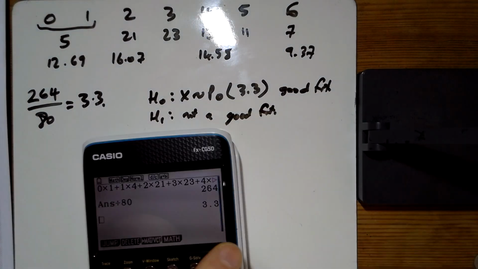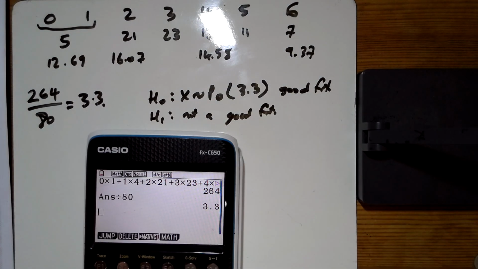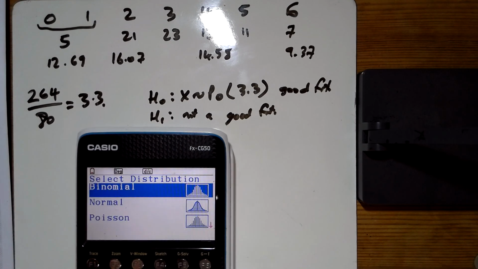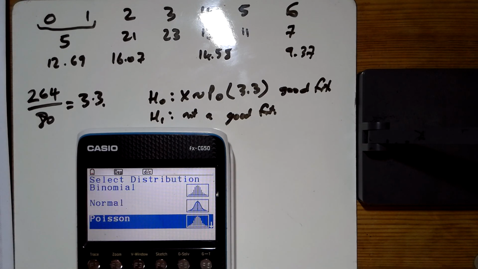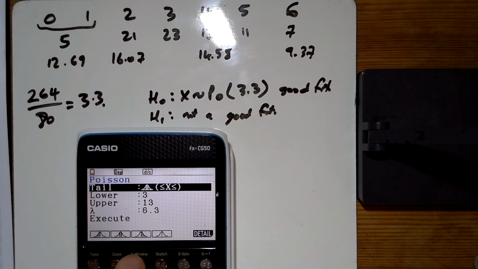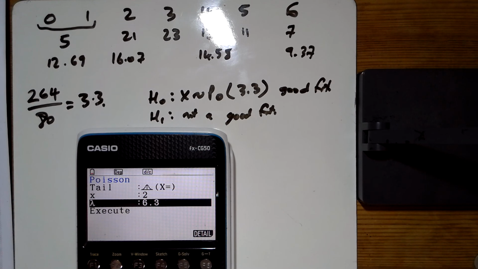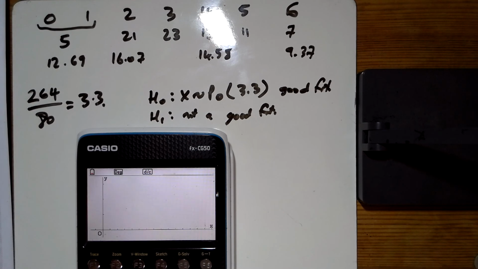Now I've got that 3.3. That's going to be helpful because I think I'm now going to go to my distributions menu and we're going to figure out what the missing ones are. Poisson equal to and let's check the 2 first of all. So they think this should be 16.07. Let's check that. So I've put a 3.3 in there. No, that doesn't work. Oh yes, because I still need to times it, don't I?